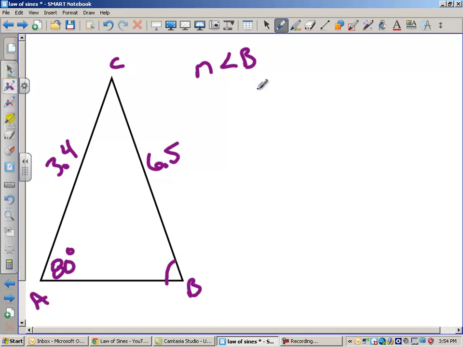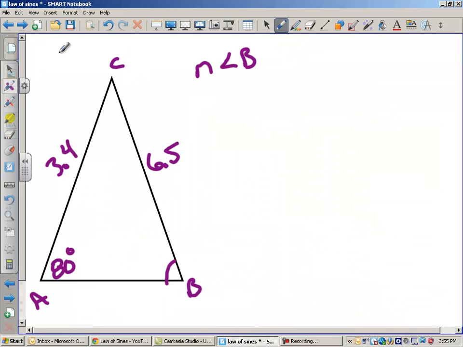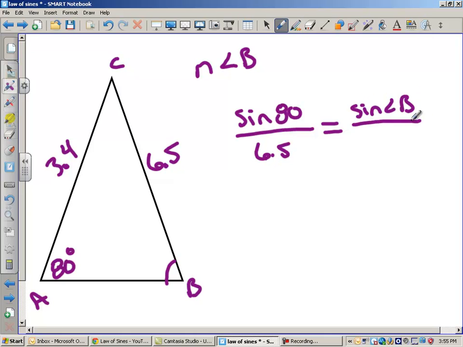Now since I'm looking for the angle, I'm going to flip that ratio around. I'm going to use this version where the angle is on top, because that's what I'm looking for. That way I just have to cross multiply once. So I'm going to set this up as the sine of 80 degrees divided by 6.5 has to equal the sine of angle B divided by 3.4.